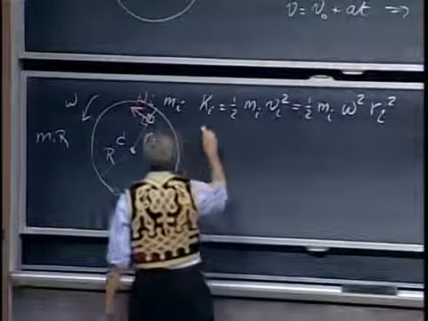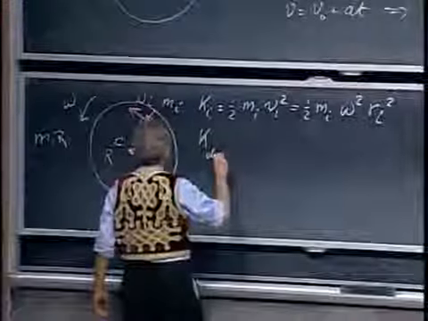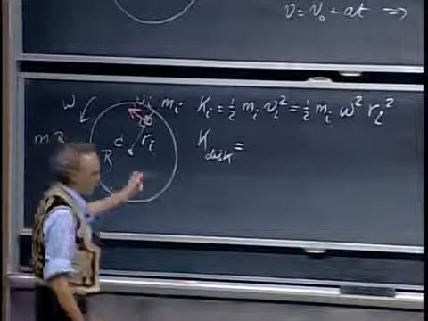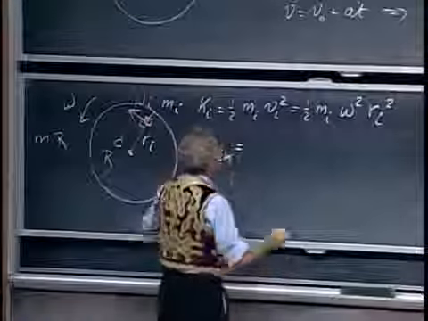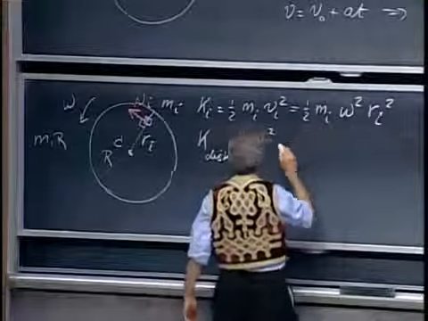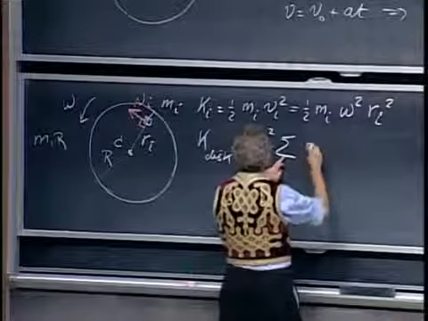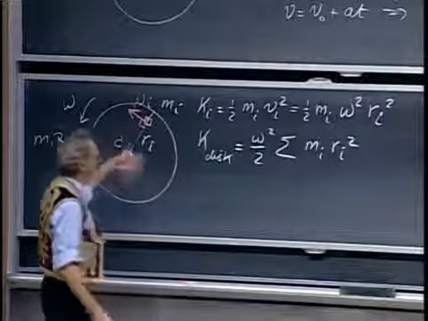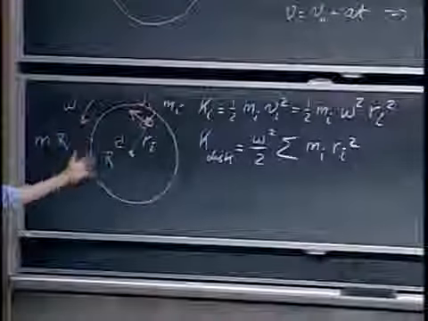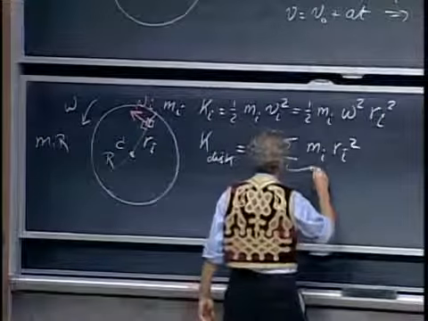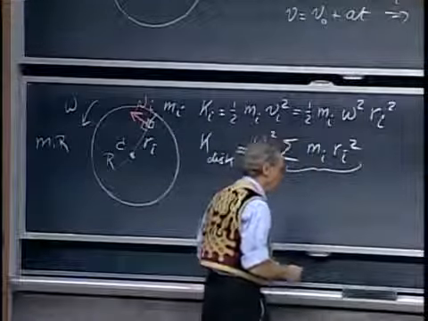So what is now the kinetic energy of rotation of the entire disk? We have to make a summation. So that is omega squared over 2 times the sum of m of i r i squared over all these elements m i, which each have their individual radii r of i. And this now is what we call the moment of inertia, I.